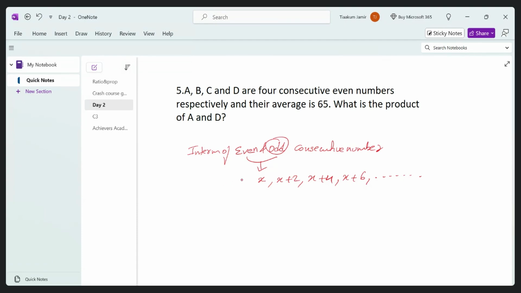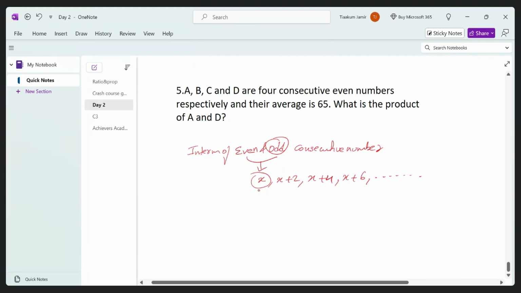Let's check. Consecutive numbers: the first 5 consecutive numbers will start from where? 1. It can be from anywhere. It can be from 60. Then the first 2 consecutive even numbers starting with 60 are what? 60 and 62. Yes. So this 60 is the value of x, right?